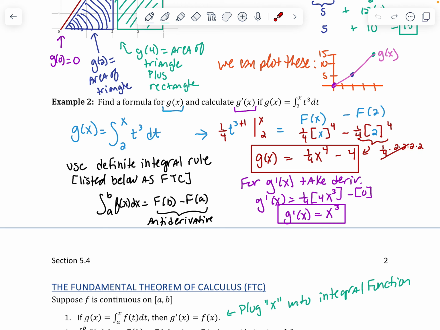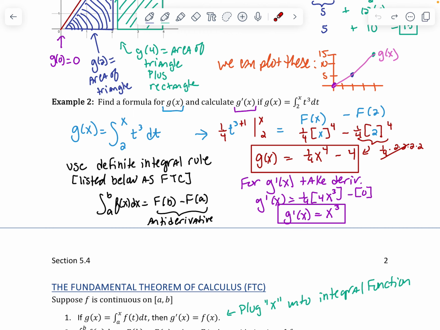So 2 to the 4th is 2 multiplied 4 times. It's going to cancel the denominator, so I just have 4. So I have just found g of x. But I'm also asked to take the derivative of g of x. So I'm going to take the derivative by leaving my coefficient out front, bringing the exponent out front, and subtracting 1. The derivative of a constant is 0, and I've just found g prime of x.